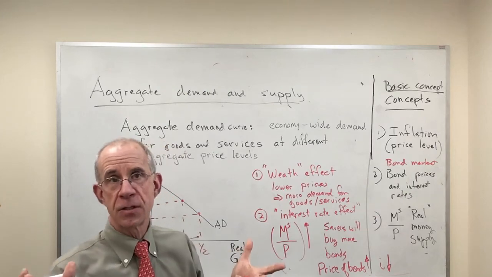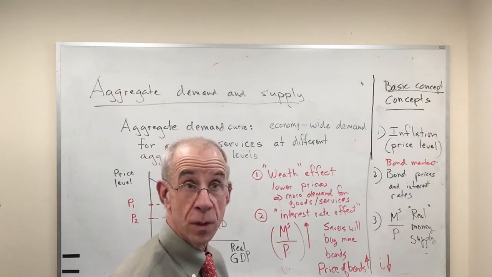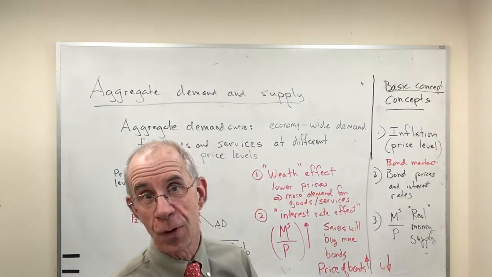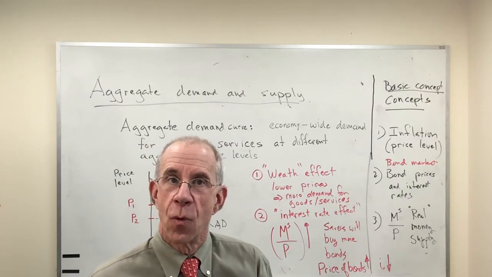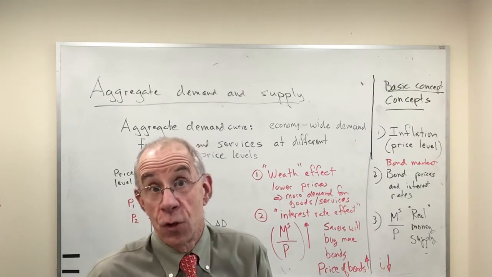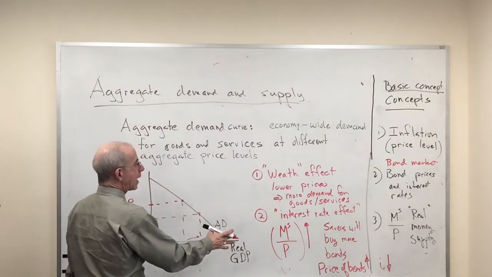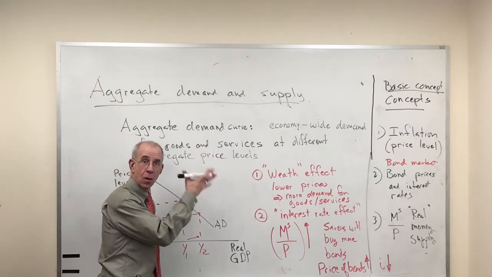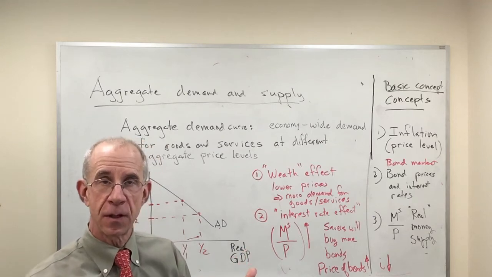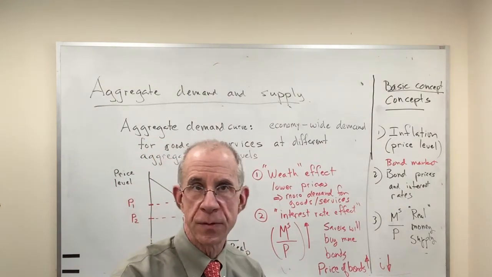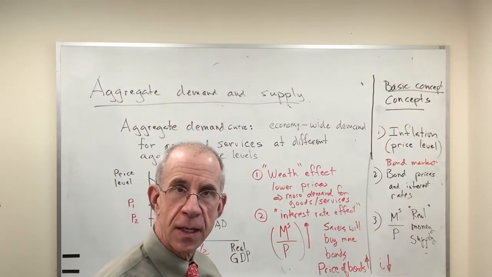Now, if you have an international part to this, the lower domestic prices make your goods more attractive internationally. So all things equal, you'll be able to export more if your domestic prices for your goods tend to fall. Okay. Now, if your prices go up, it's exactly the opposite effect. If the price level goes up, your wealth goes down, you buy less, demand for goods and services goes down.